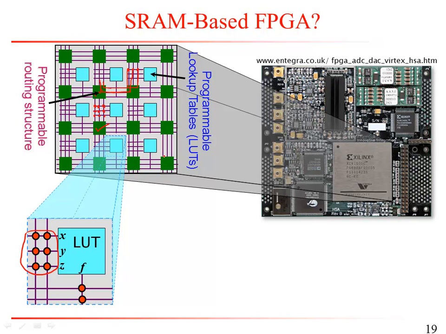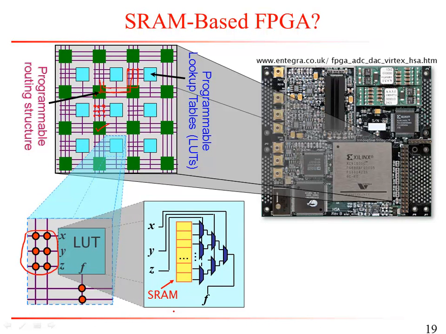Now, how does this lookup table implement a function? Well, basically it's a RAM, right? If I have a RAM, and here I'm showing you a lookup table with 3 inputs. The most common size for the lookup table for a long time used to be 4 input lookup tables, but nowadays it's 5, 6, and 7. So the size of the lookup table has increased, but again, the basic principle is the same. So let's look at a 3 input lookup table, which is also called a 3-LUT.